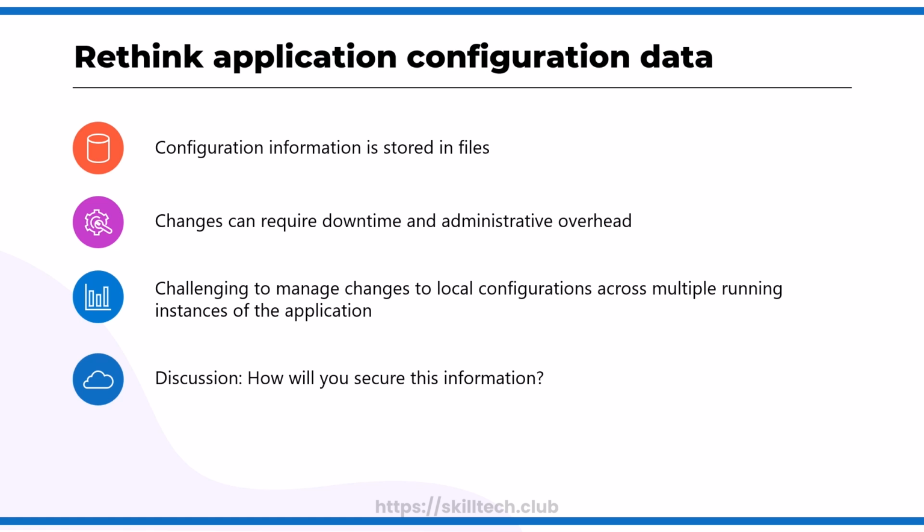For example, database connection strings, UI theme information, or maybe some of the URLs of queues and storage which are used by a set of applications. It is really challenging to manage changes to local configuration across multiple running instances of your application, especially in cloud-hosted scenarios. That's the reason you have to rethink application configuration data.